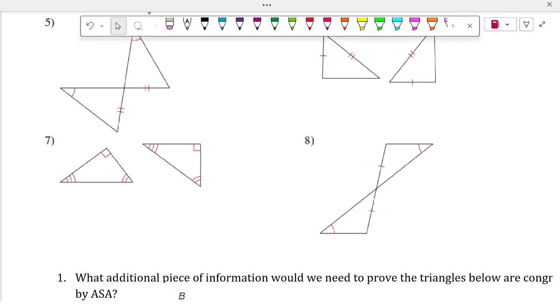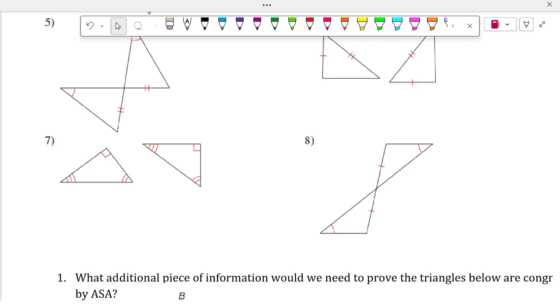So if all 3 angles are marked as congruent, that's not enough information to show it's congruent unless we have at least one side that's congruent. Does that make sense? Because even to the naked eye, if we took a ruler to this, who knows? Maybe they might be congruent. But at what we see currently, there's not enough evidence to prove these two triangles guilty.